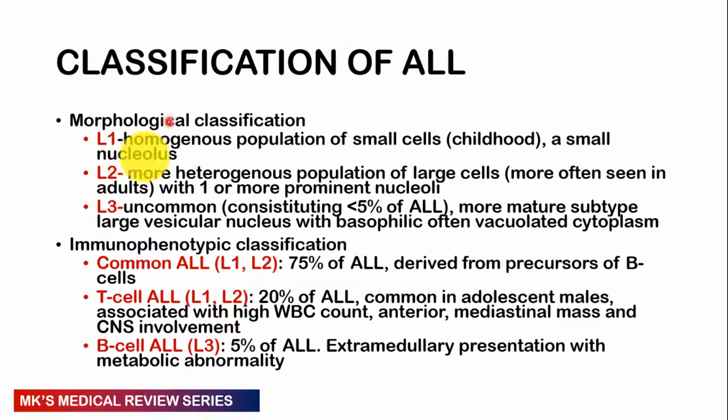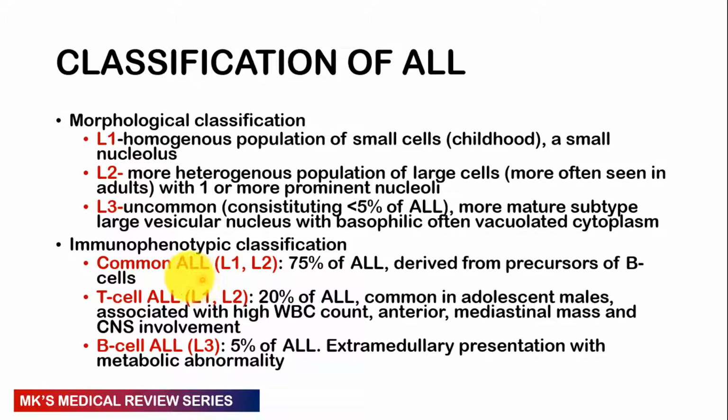Then you have a morphological classification, which classifies them into L1, L2, L3. L1, you have this homogeneous population of small cells. This is very common in childhood, and these cells have a small nucleolus. L2, you have a more heterogeneous population of large cells, so different kinds of large cells, and it's seen in adults, and of course with one or more prominent nucleoli. Then you have L3, which accounts for less than 5% of all the cases of acute lymphocytic leukemias. And of course here there are more mature subtypes with large vesicular nuclei with basophilic and sometimes even vacuolated cytoplasm.